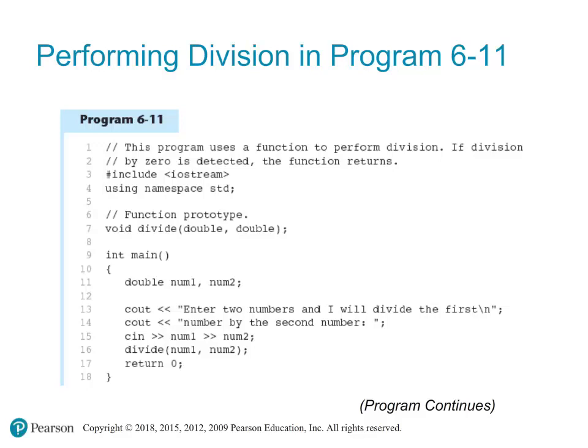The function prototype void divide(double, double) specifies that divide will take two double parameters and return void. The program prompts the user to enter two numbers which are stored in num1 and num2. The function divide is then called with num1 and num2 as arguments.